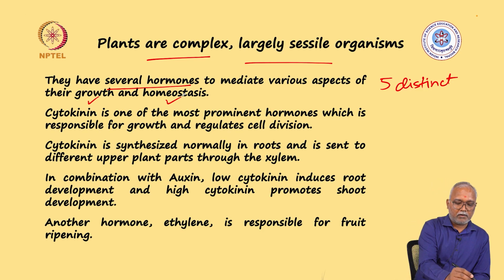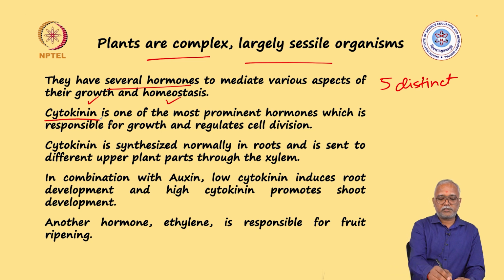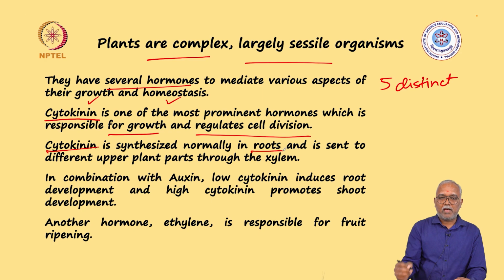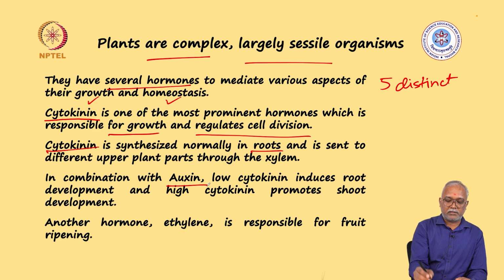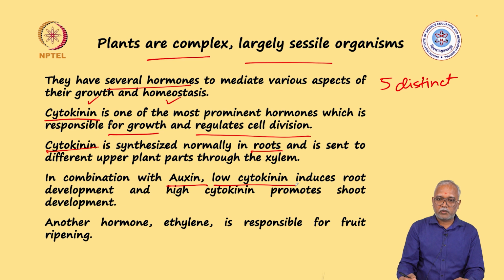One of the most important hormones which we will study in context of two-component signaling is cytokinin, which is responsible for growth and regulates cell division. It is normally synthesized in the roots, and using the xylem, it is sent to the upper parts of the plant. In combination with auxin, the other most important type of plant hormone, cytokinin induces root development or shoot development. What is understood is that a low cytokinin level induces root development and a high cytokinin level promotes shoot development.